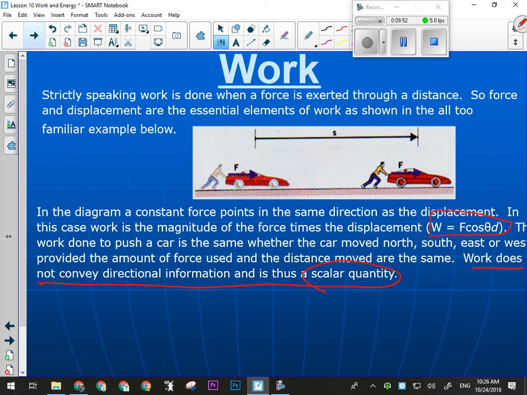All right, questions on that? Okay, so work is scalar because what it changes, the energy, is also scalar. So it doesn't matter whether I push the car east or north or south or whatever. If I change its velocity from 0 to, let's say, 3 meters per second, it won't matter which direction it's going. It will have that much energy and the same ability to do work no matter which way it's going. I wouldn't want to stand in front of it.